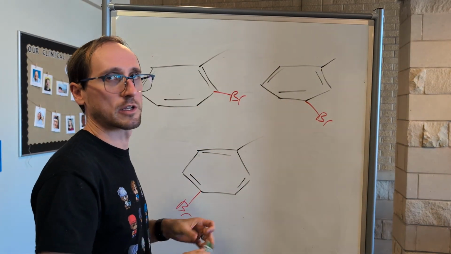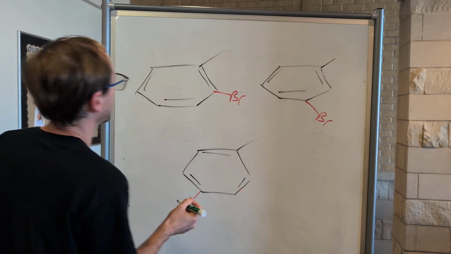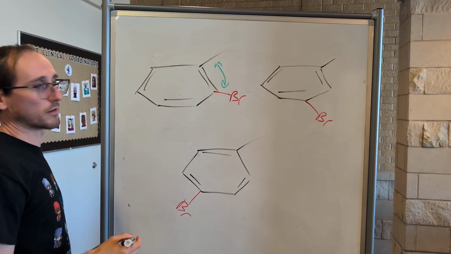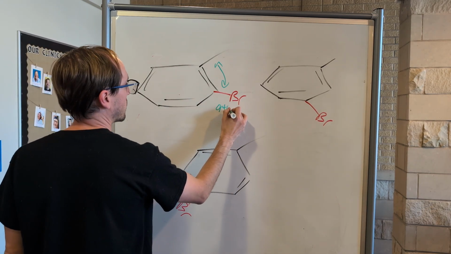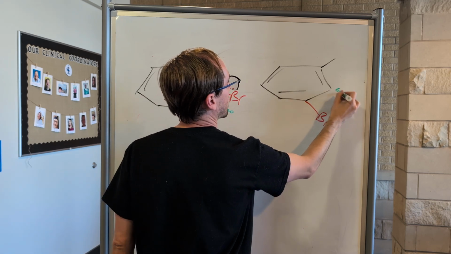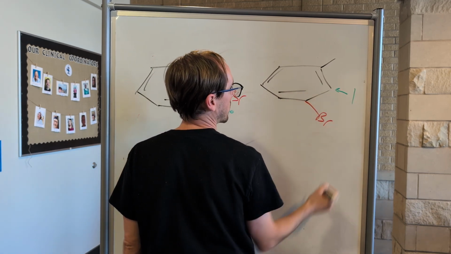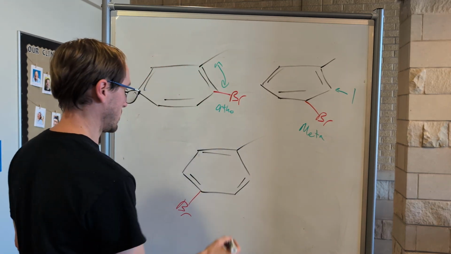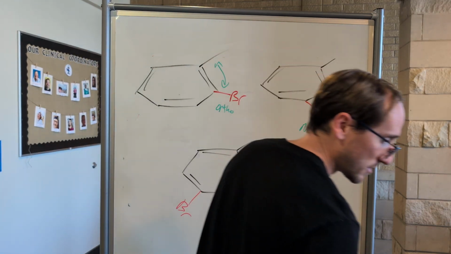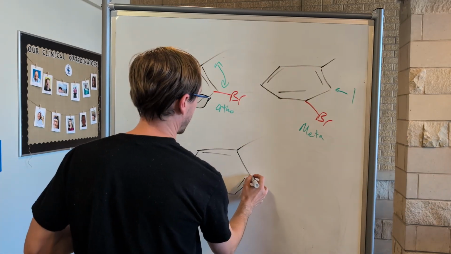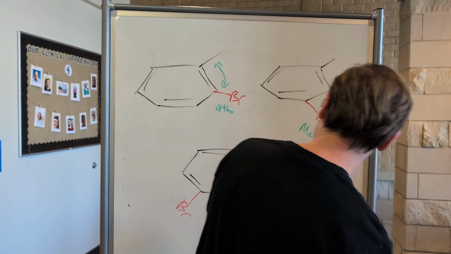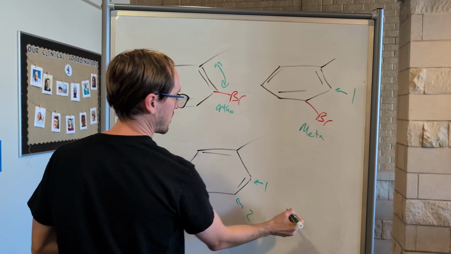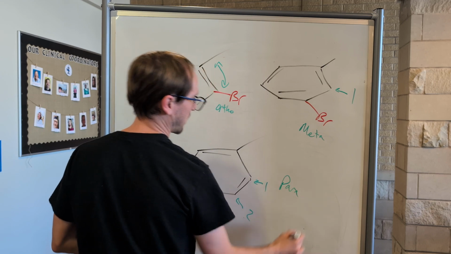This is related to your ortho, meta, para stuff. So if this is right next to something, this is ortho. If there is a carbon between, but it's only one carbon between, this is a meta. Wait, do we have to know this? Yes. If there are two carbons in between, 1, 2, 1, 2, this is a para.